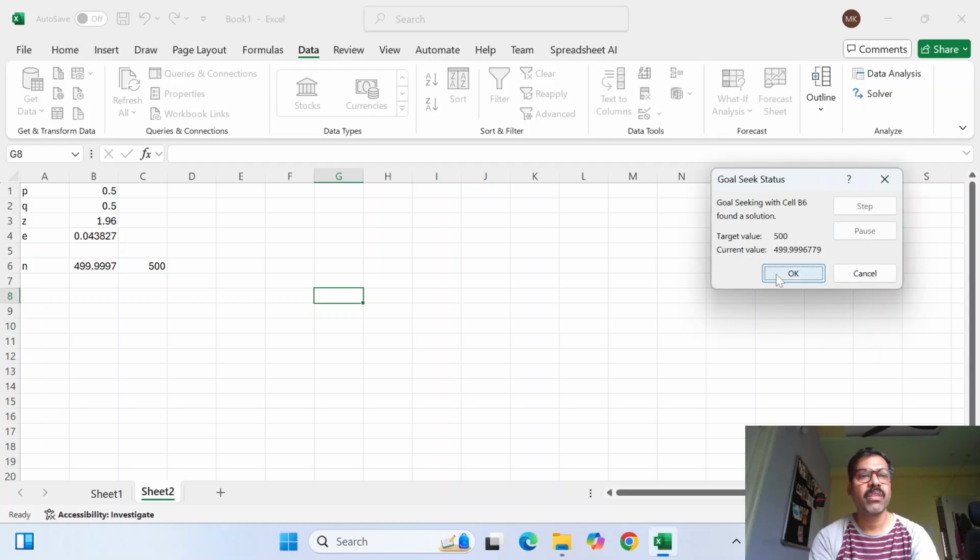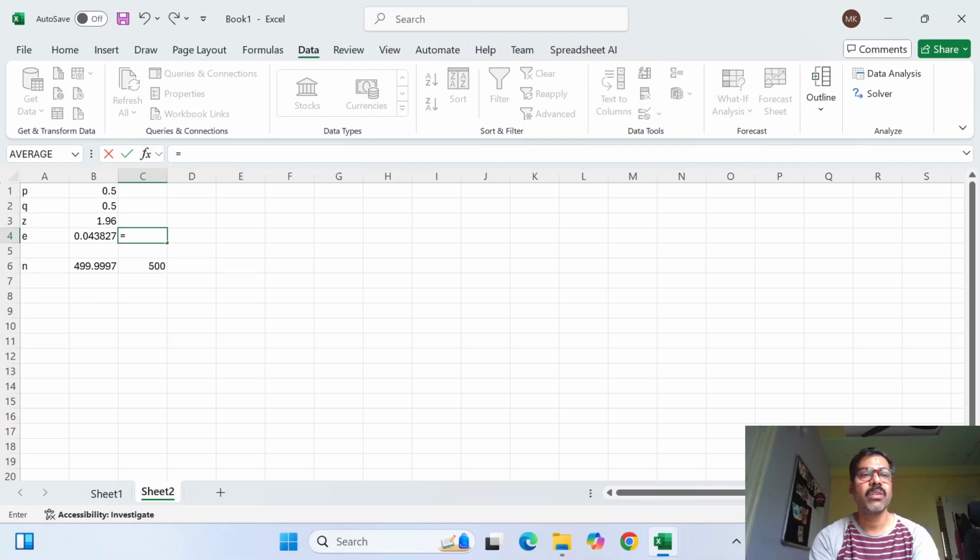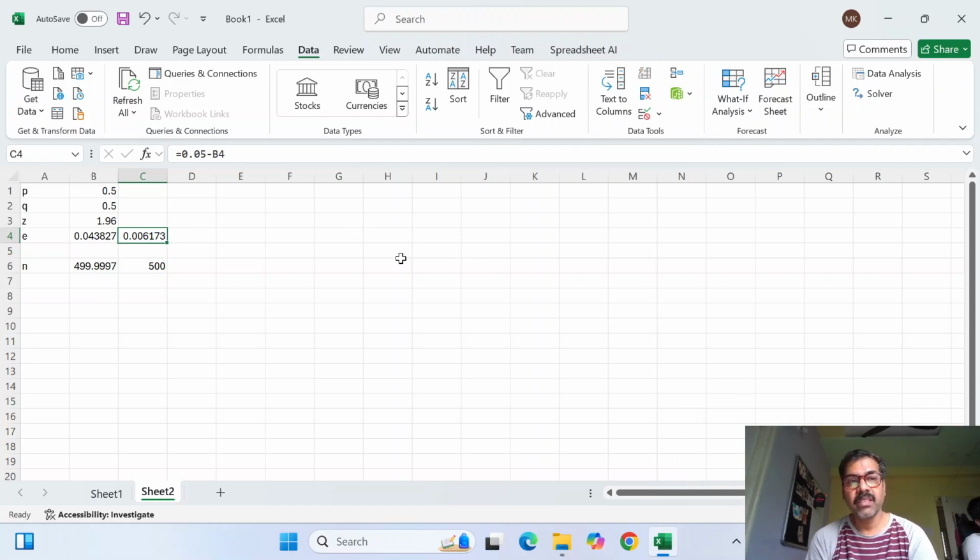Okay, now if I press OK, the error is going to be less than 0.05, so it is going to reduce. How much is being reduced is equal to 0.05 minus this one, so this is the reduction. So 0.6% of error we have the possibility to reduce if we increase the sample size from 385 to somewhere close to 500. So this is how we can use goal seek.